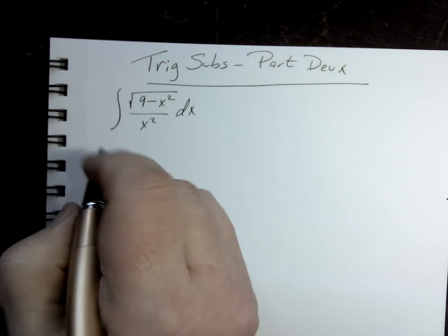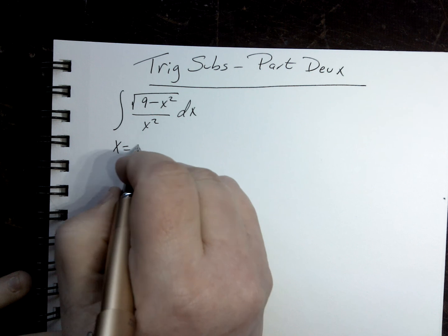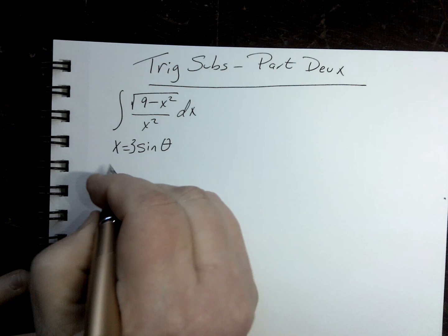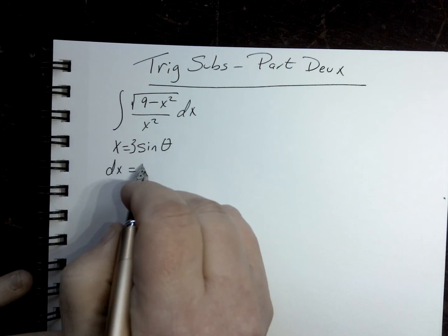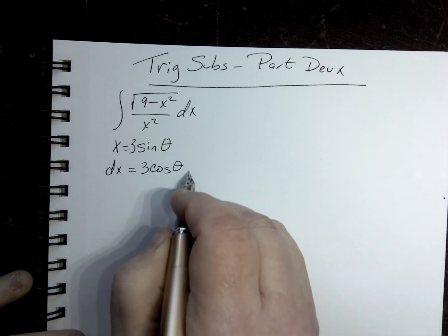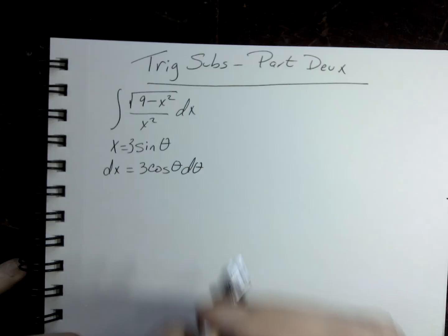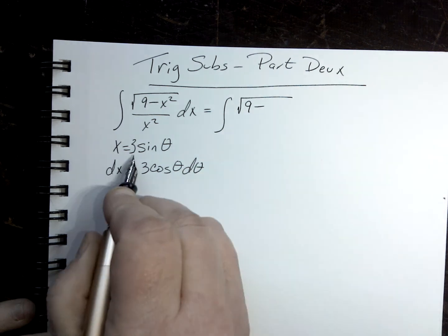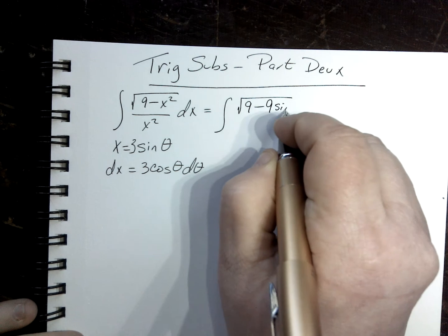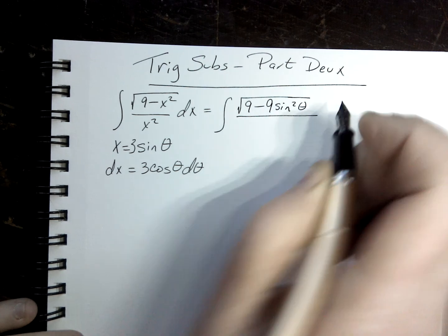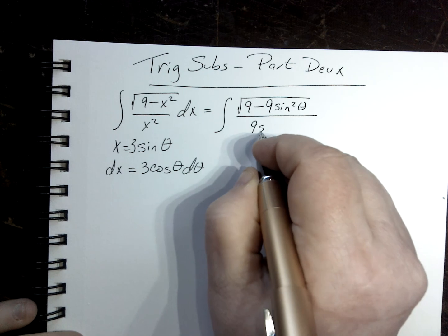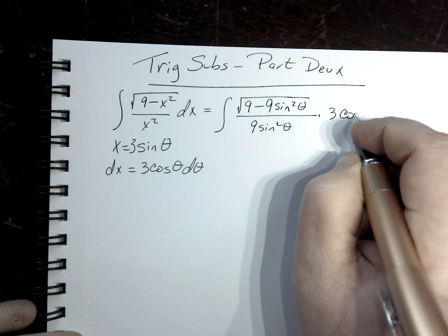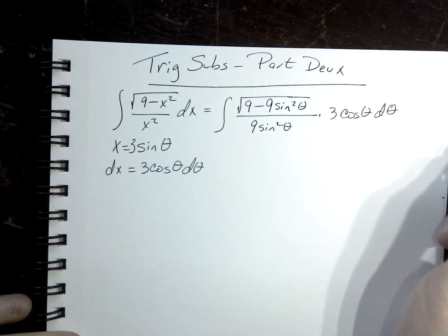So with this substitution, I'm going to let x equal 3 times sine of theta. Taking the derivative, I'll get dx equals 3 cosine of theta d theta. So let's plug that in. x squared will be 9 times sine squared of theta. And your dx becomes 3 cosine theta d theta.